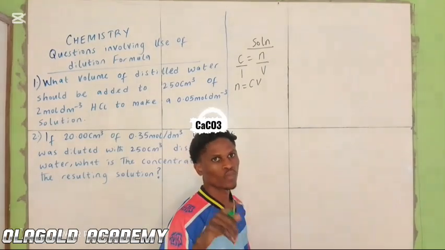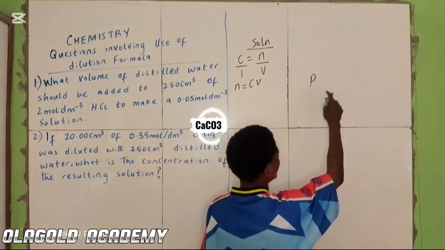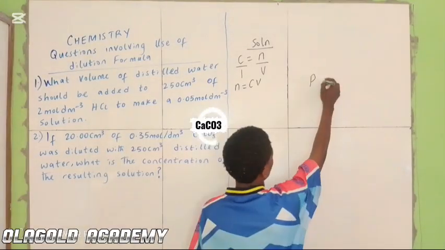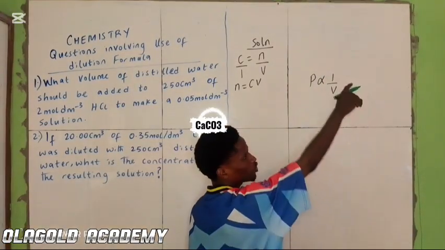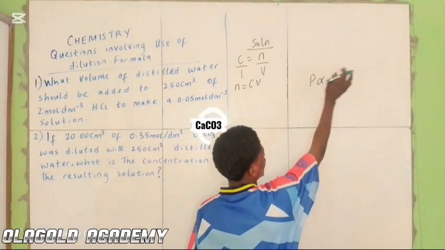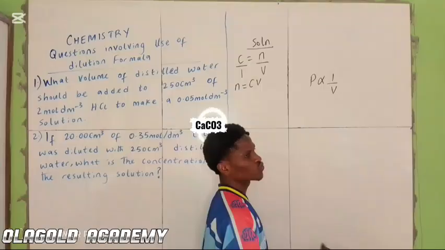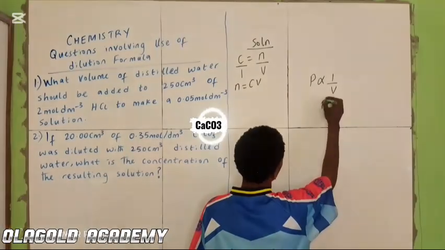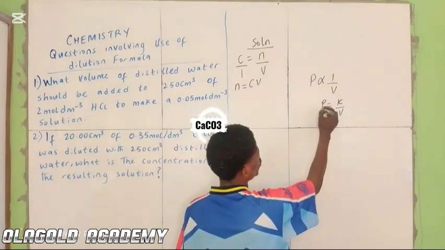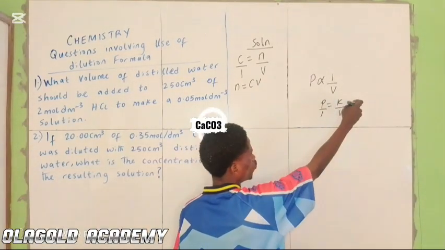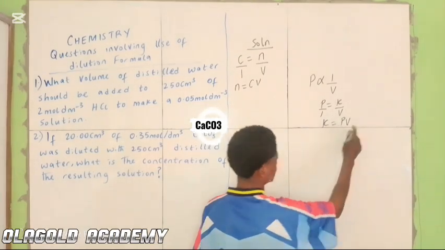Now let's recall from Boyle's law. Boyle's law states that the pressure of a fixed mass of gas is inversely proportional to the volume, provided that the temperature is constant. From Boyle's law, to remove this sign of proportion, what do we do? We introduce a constant. So we have P equal to K over V. Now, to make this K stand alone, we do what? Cross multiply. So we have K equal to PV.